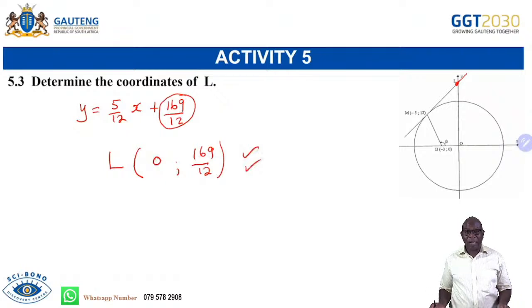The question was supposed to say, write down the coordinates of L, or hence write down the coordinates of L, because we already know what the coordinates of L are. We're getting this by putting the value of x to be 0. So x is 0, and then y will be equal to 169 over 12. Okay, and that's how we get the coordinates of that.